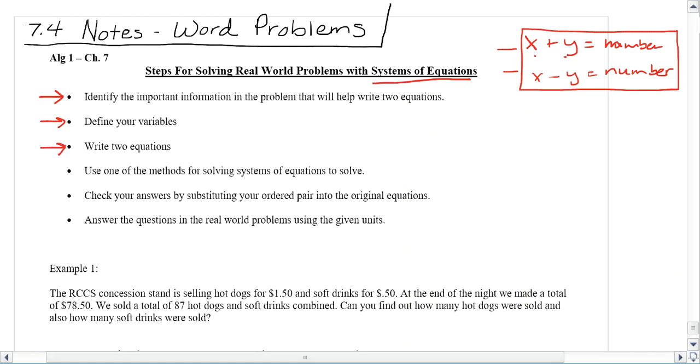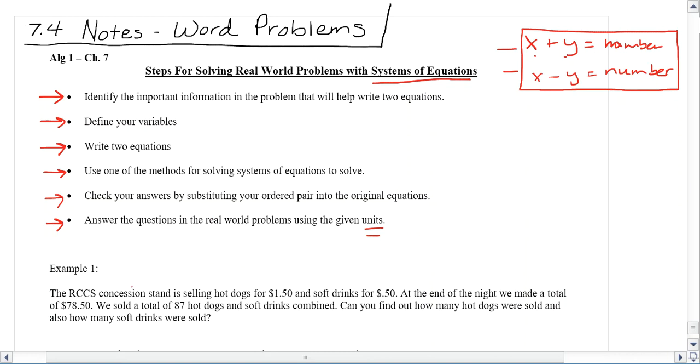Then this step, write your two equations. Write them out, and then you are free to choose substitution or elimination. And then please do check your answers by plugging them into your original equations. And of course, put units on your answers. If the answer is 3, you've got to say 3 what? $3, 3 puppies. Put units on your answers.